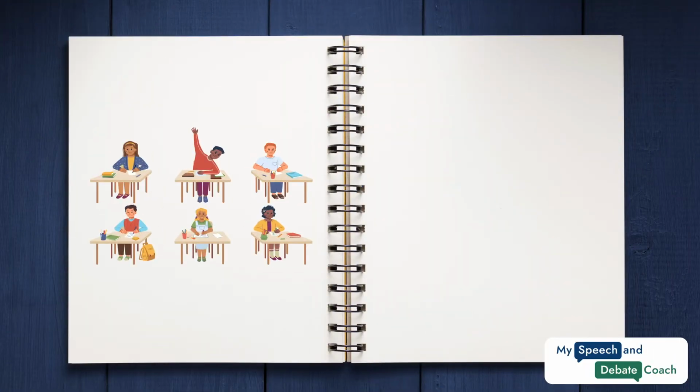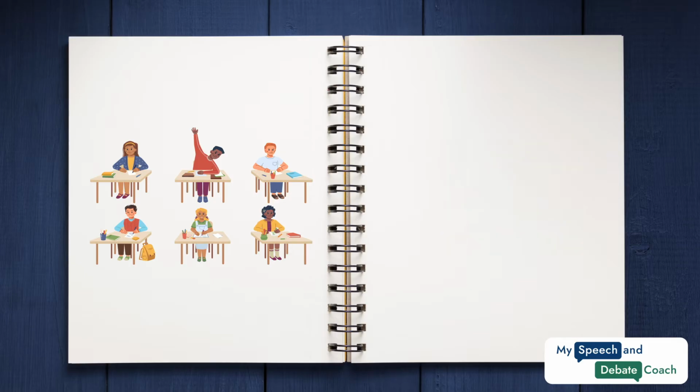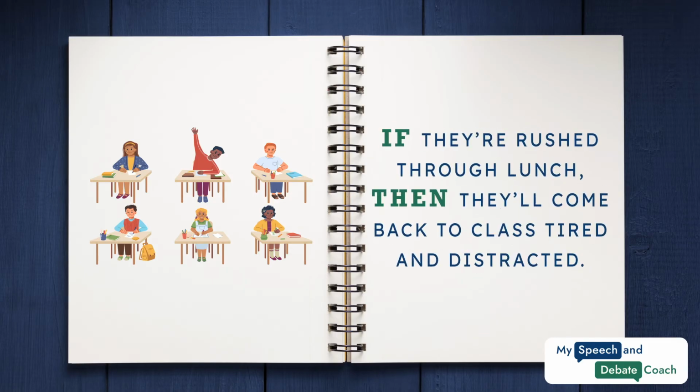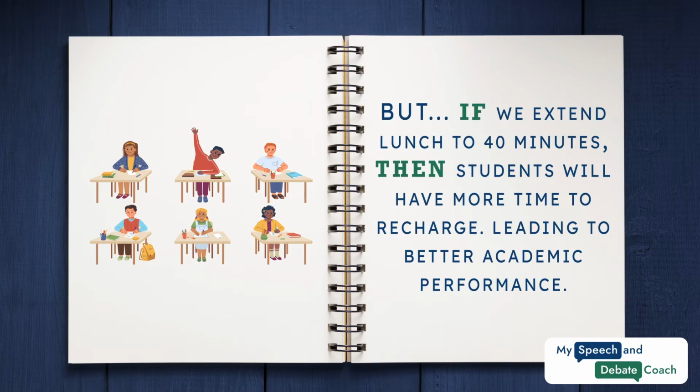You can break it down into smaller parts, like this. If students only have 20 minutes for lunch, then they don't have enough time to eat and relax. If they're rushed through lunch, then they'll come back to class tired and distracted. But if we extend lunch to 40 minutes, then students will have more time to recharge, leading to better academic performance. See how each step logically built on the last?